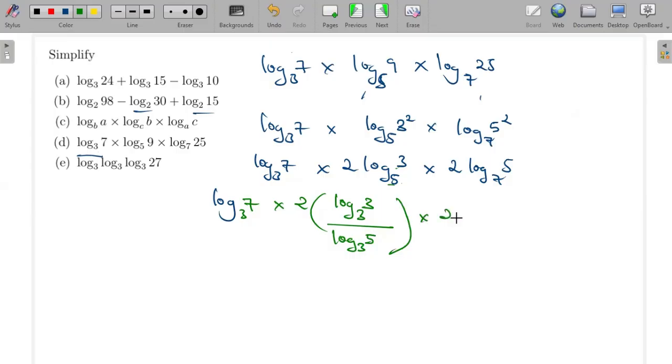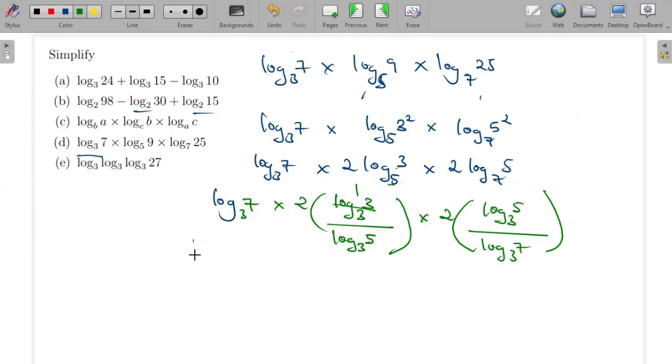So multiplied by 2, and then you have log base 3 of the value that is there, which is just 5, divided by log base 3 of the previous base, which is just 7. Okay, so log base 3 of 3 is just going to be 1. This just gives me 1.